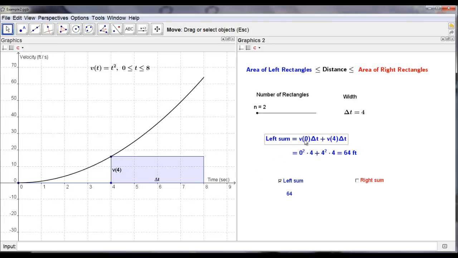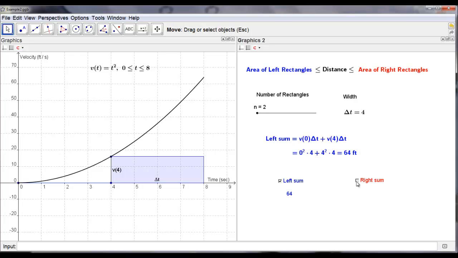Well, the area of the first rectangle is its height, v of 0, times its width, delta t. And similarly, the area of the second rectangle is v of 4, its height, times its width, delta t. v of 0 is 0 squared, v of 4 is 4 squared. If we do the arithmetic, we get a total of 64 feet. And that's a lower bound on the distance traveled.